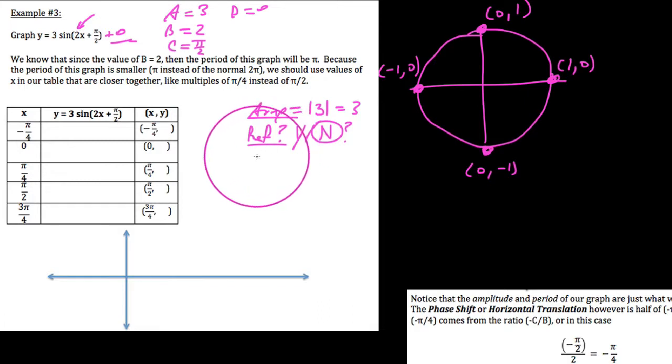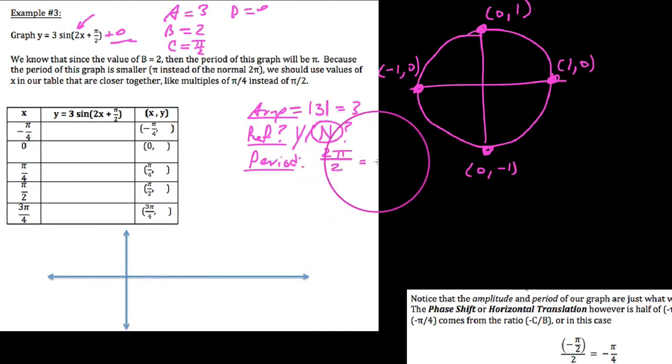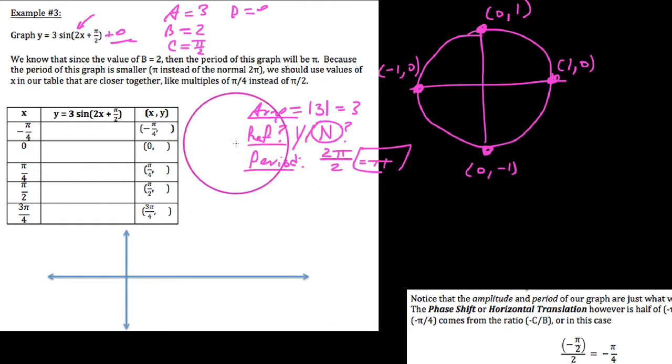In terms of what else do we know? We say its period. The normal period of sine is 2 pi, so it's going to be 2 pi over its b value, which is 2. So this only has a period of pi when we graph this. Okay, and then we notice the c value here.